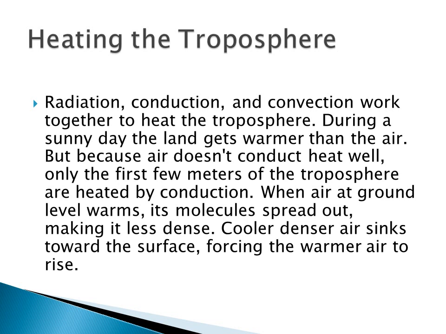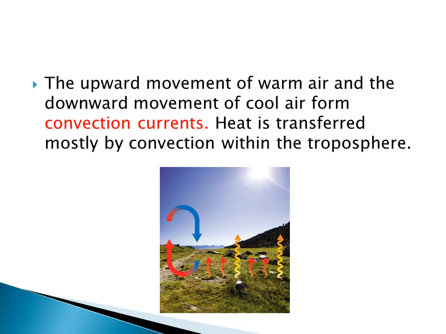The first layer is heated by conduction, but when air at the ground level warms, its molecules spread out, making it less dense. Cooler, denser air sinks towards the surface, forcing the warmer air to rise. The upward movement of warm air and the downward movement of cool air form a convection current. Heat is transferred mostly by convection within the troposphere.